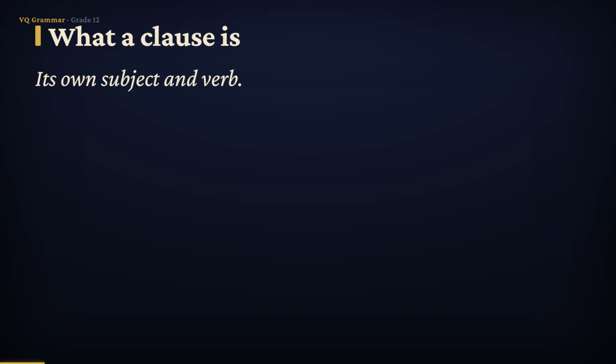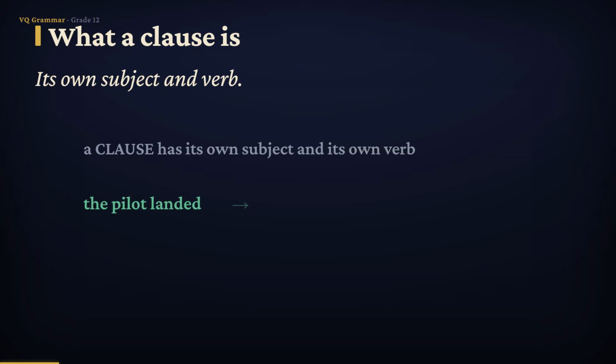Let's start with the word itself. A clause is a group of words that has its own subject and its own verb. That's the whole test, and it's what separates a clause from a phrase. Look at "the pilot landed." There's a subject, the pilot, and a verb, landed. Subject plus verb, so that's a clause.